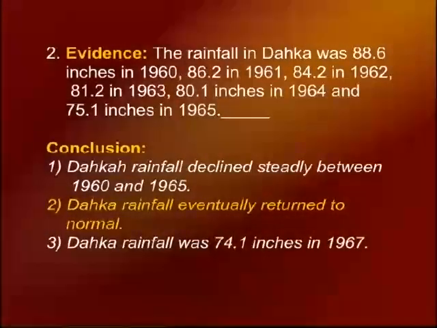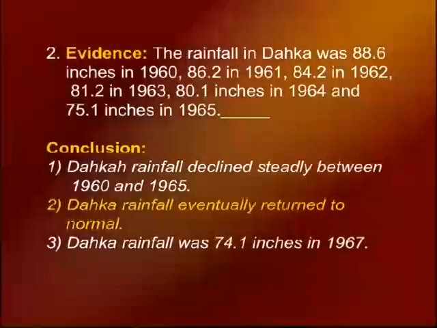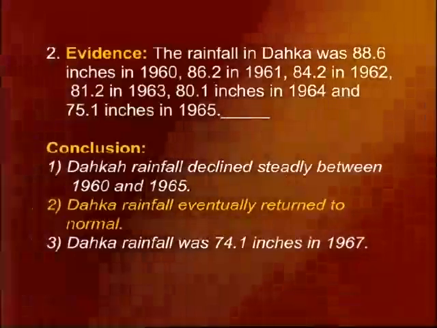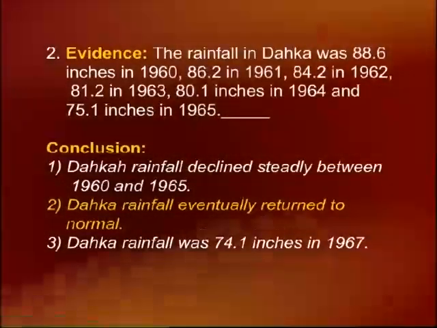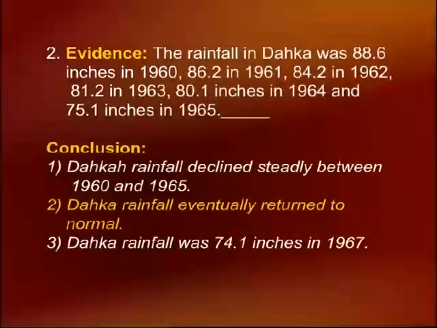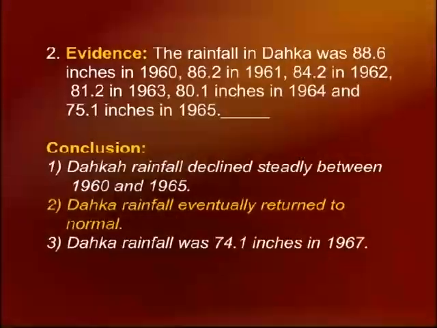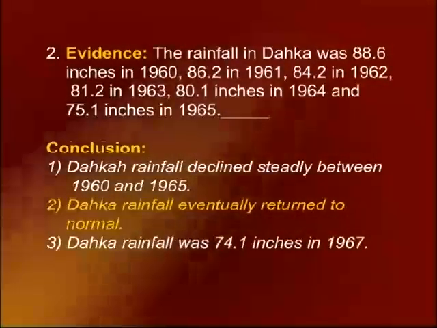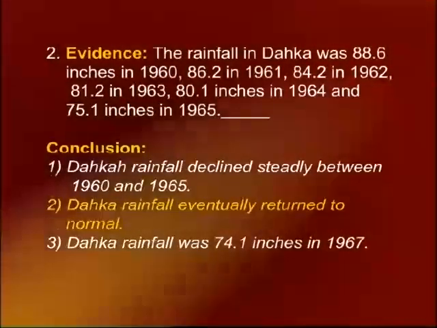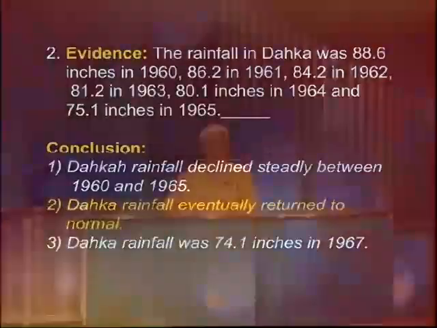Conclusion number 1 is that Dhaka rainfall declined steadily between 1960 and 1965. Conclusion number 2 is that Dhaka rainfall eventually returned to normal. Number 3, Dhaka rainfall was 74.1 inches in 1967. Now, out of those 3, I hope you know that these are just figures cooked up. They are not true figures. Which one of the 3 would be the most appropriate conclusion? Choose one for yourselves.